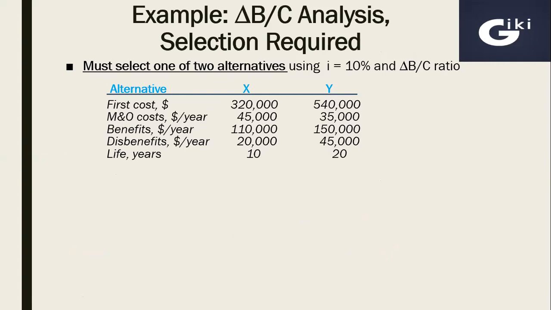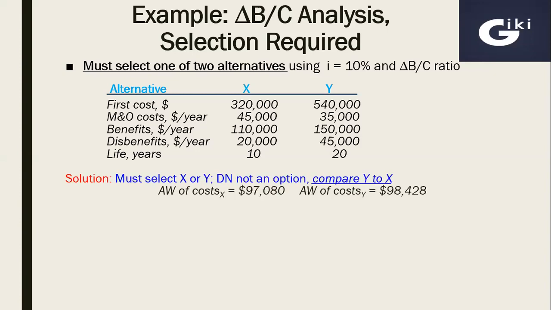Let's discuss another example. In that case, we have to select one of two alternatives, meaning in either case you have to select one among X and Y. In that case, do nothing is not an option. So rate of interest is 10% and we need to use incremental B over C ratio. So first of all, we need to calculate annual cost or equivalent total cost.